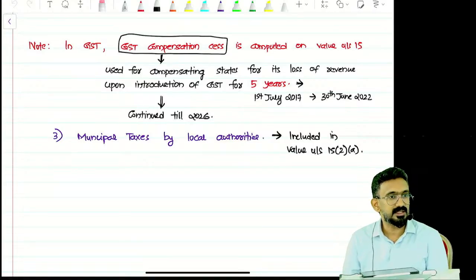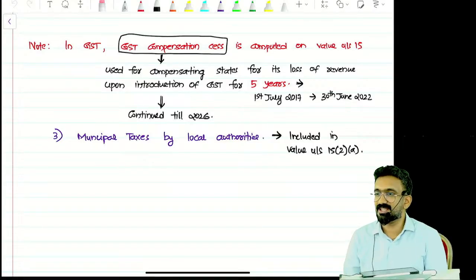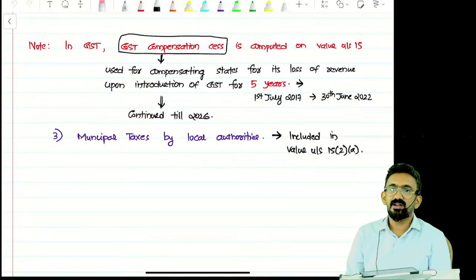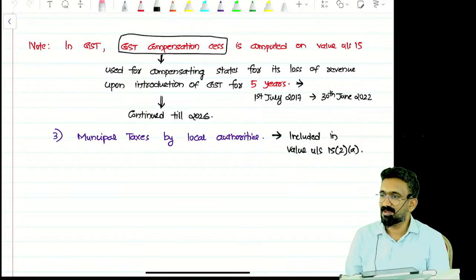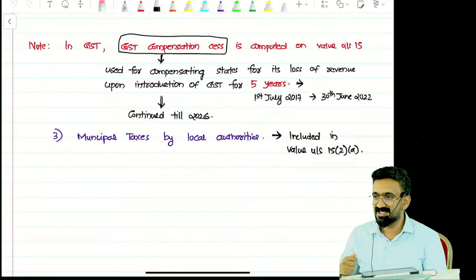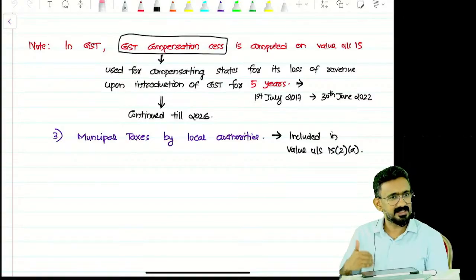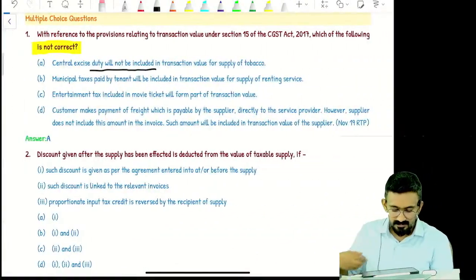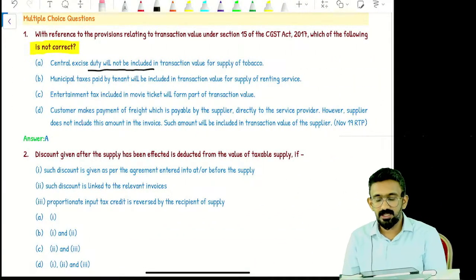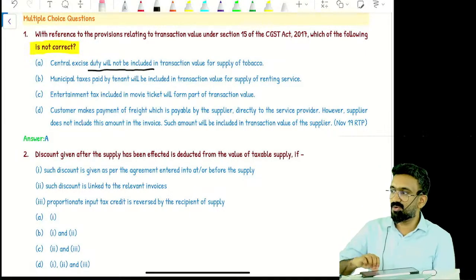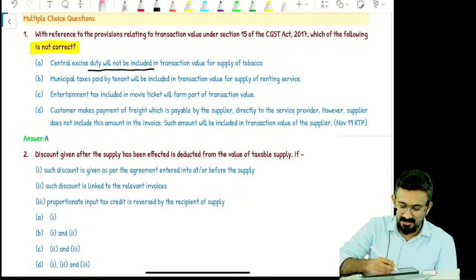The third item, a tax other than GST that is tested in your examination, is municipal taxes by a local authority. Property taxes are still applicable. Sometimes in the question they would say municipal taxes collected from the customer by the landlord are this much. This is a tax other than GST and will be added to the value. Back to the question: central excise duty will not be included. Correct or wrong? Wrong. Municipal taxes paid by the tenant will be included in the transaction value for renting services. Correct or incorrect? Correct.